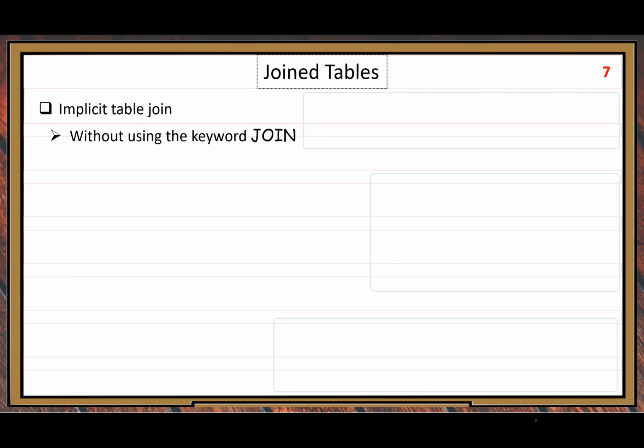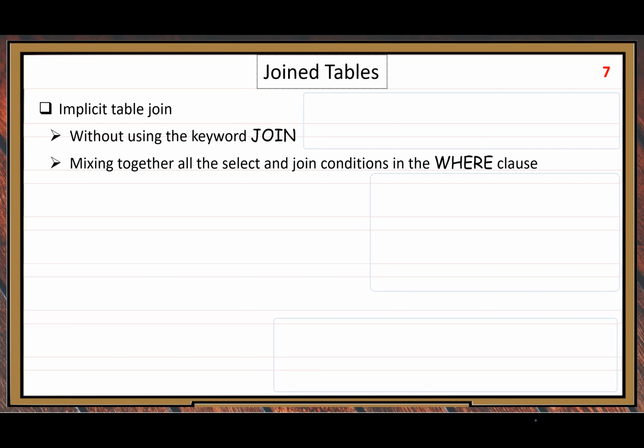Implicit, without using the keyword join. Our current version, we do not use the join keyword. We just use table name 1, comma, table name 2, comma, and so on. That's our current way, the implicit table join. Then in our where clause, we mix together all the select and join conditions, both select and join conditions in the where clause. So when you use the implicit way, you need to do this mixed way.